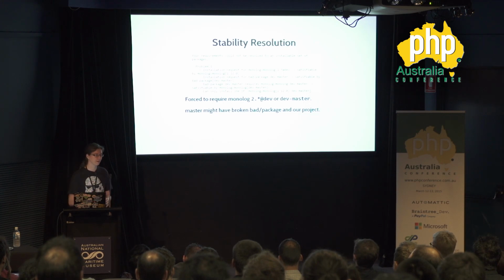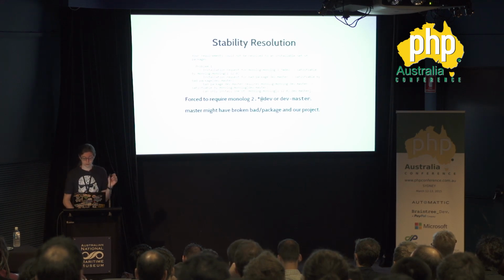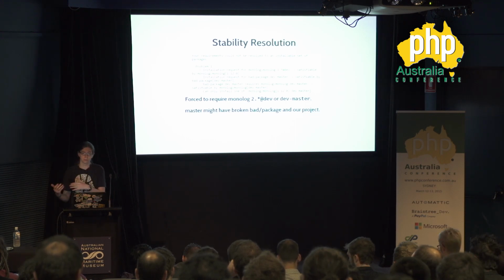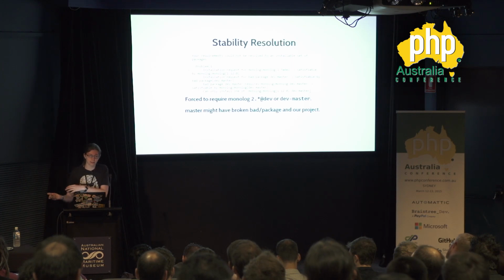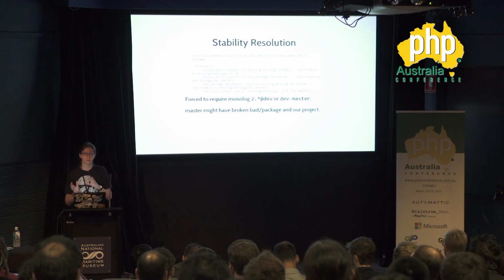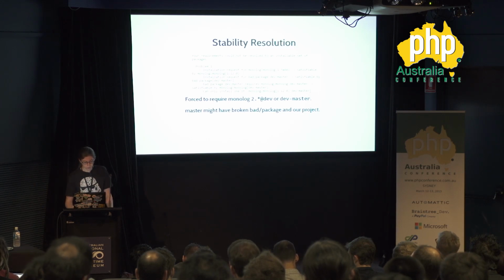Unless you really have to, don't use those dev branches. And if you must, I would say at least use the alias. So depend on 1.x at dev, because that way you say, okay, I need the latest dev, but you can put in scope which version you mean. Okay.